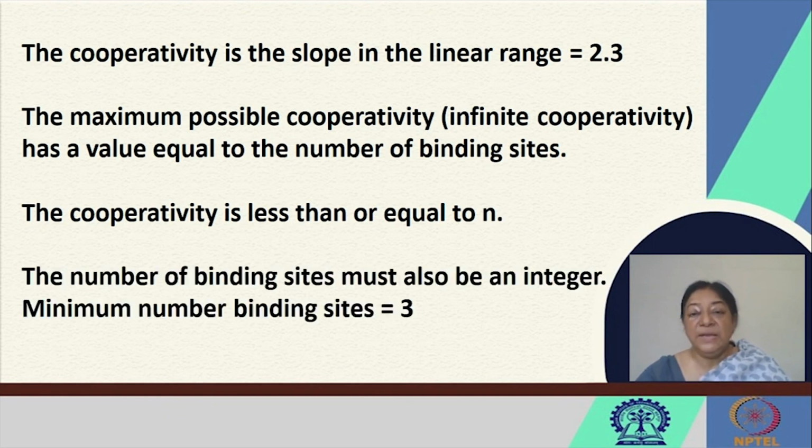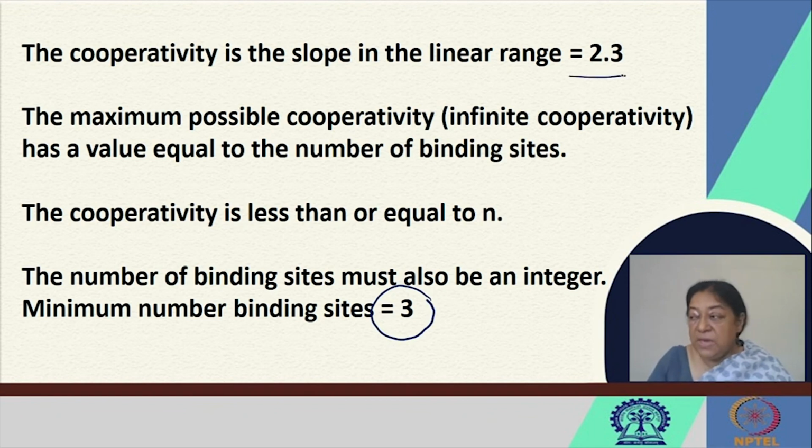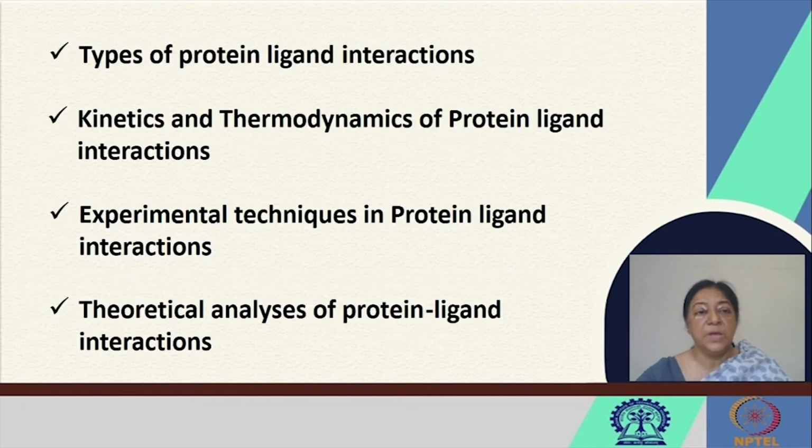So the number of binding sites also must be an integer, and this indicates that the minimum number of binding sites is 3, and the value of h being 2.3 indicates that there is some cooperativity in the binding of this ligand with the protein. That means that once one ligand molecule binds, this will help the other ligand molecules bind to it.